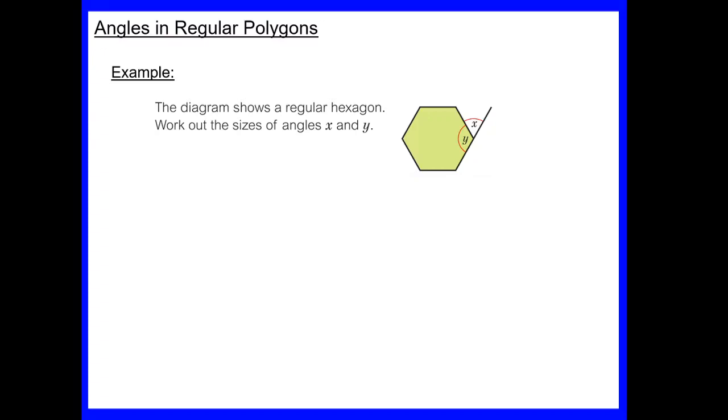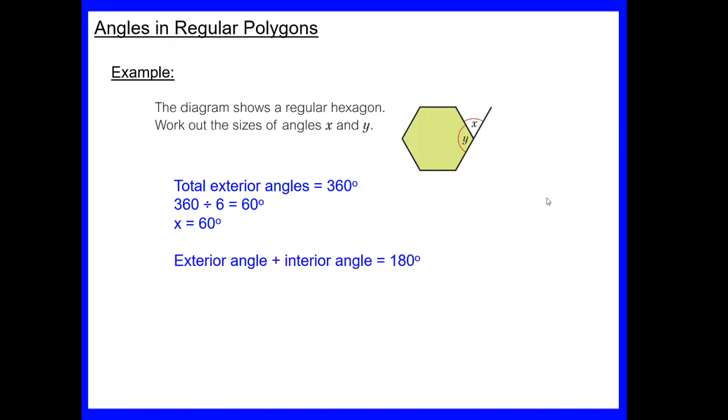So we're going to do 360 degrees divided by 6. That gives us 60 degrees, so x is 60 degrees. Once we know that x is 60 degrees, we've got a straight line. We know that angles on a straight line add to 180 degrees. So one exterior angle plus an interior angle must add to 180. 180 minus our x, which was 60, leaves us with 120 degrees. So y is 120 degrees. Pause the video, make sure you're happy with that example, make any notes that you need to.